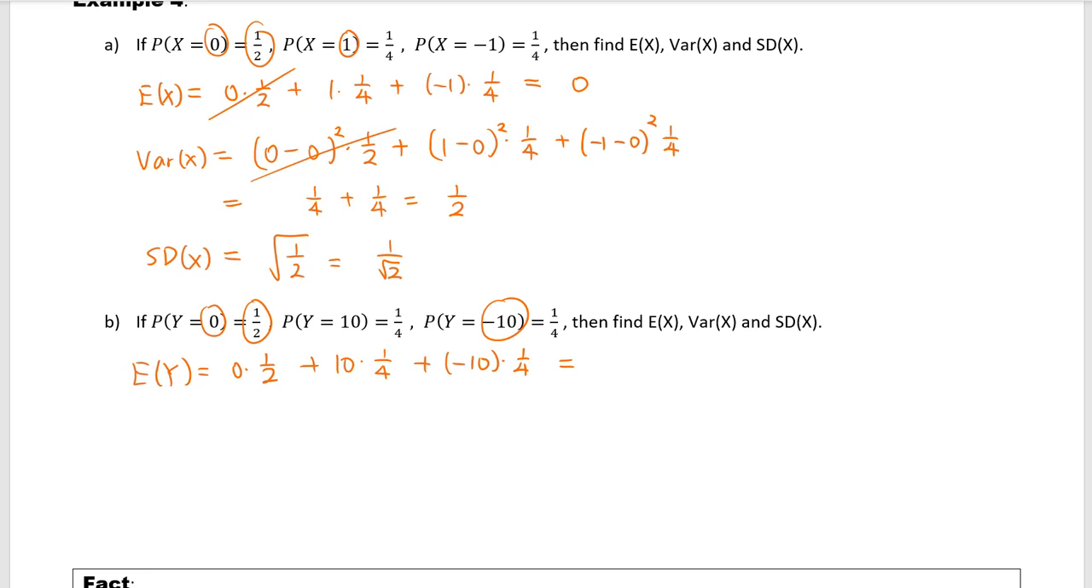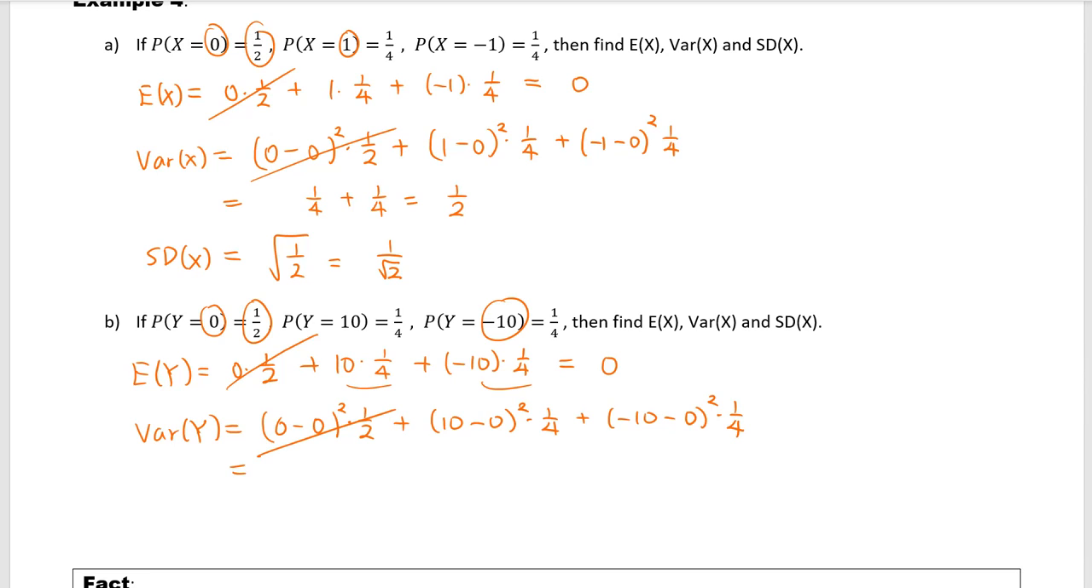Now you see what happened. This guy is 0, and then those two terms, they're the same. They have the same magnitude but different signs, so they cancel out. So we also get the mean is 0. But how about the variance? Variance, we have 0 minus the mean squared times the probability, and then 10 minus the mean squared times the probability, and then the y value minus the mean squared times the probability.